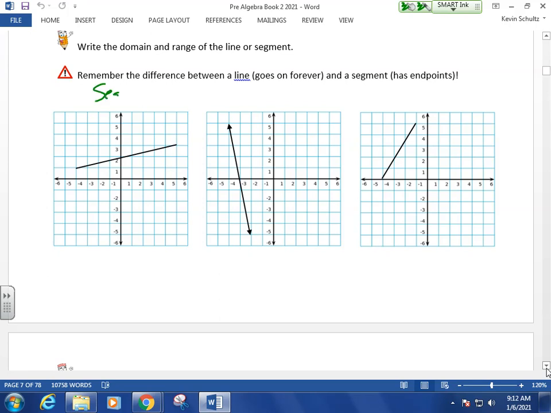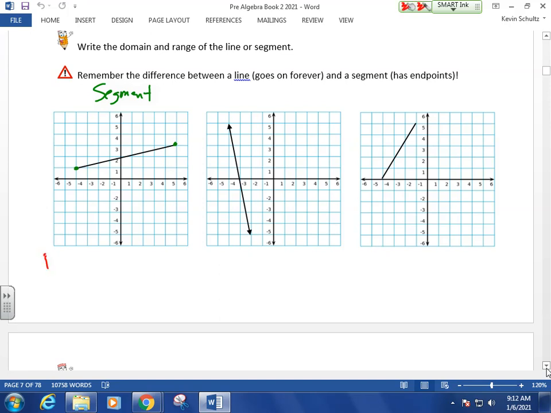It is a segment because it has endpoints, right? They're not as obvious as it was in the example, but there are clearly no arrows here, okay? It clearly starts there and it stops there. So because it's a segment, we're looking for a beginning and we're looking for an end.